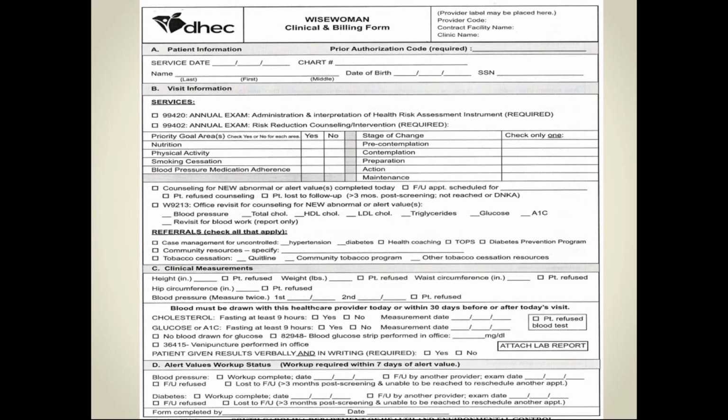You can also write in your authorization code. This helps us identify the patient, helps us identify the provider also. We ask for, back to the date of service, same thing. Whatever that BCN visit is, please do the WISEWOMAN visit on that same day and write that date in.